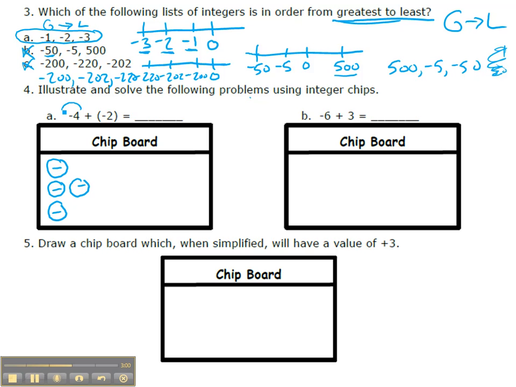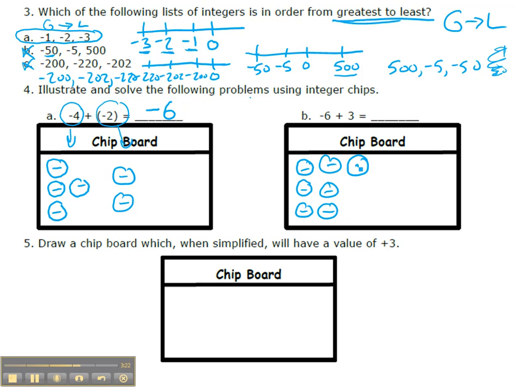So I've represented -4 below, and then to that we're adding -2, so I'm going to add 2 more negative chips. Count up all our negative chips, we have 6 negatives, so the answer is -6. This next chipboard we have 6 negatives, so let's put those on there. And we have 3 positives, so I'll represent those with a plus sign.